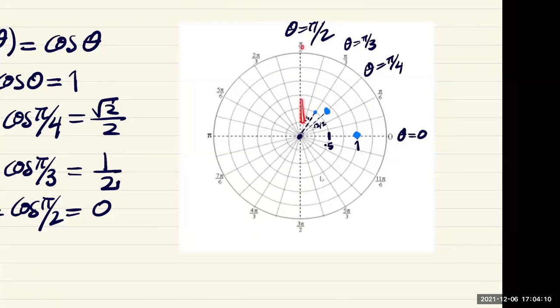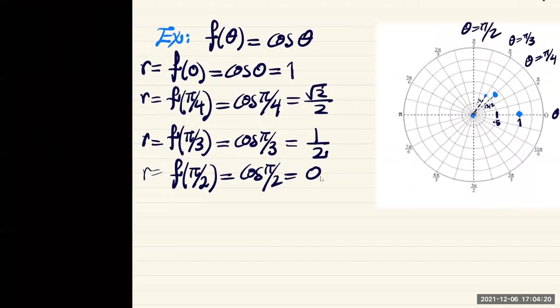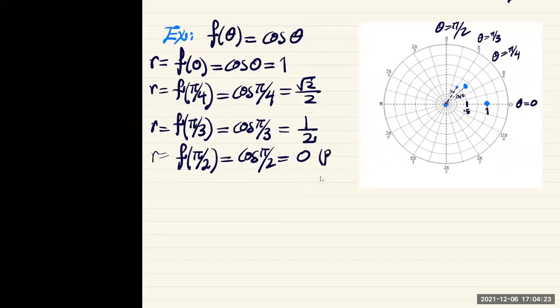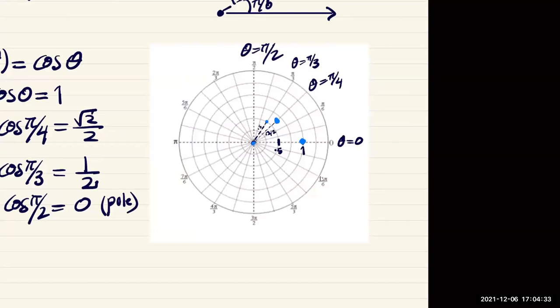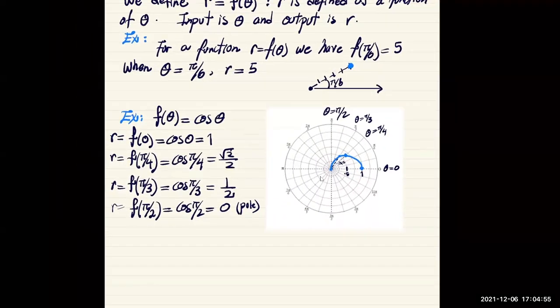Okay, so at pi over 2, we're going to be right on the origin. This is the pole. All right, so these points are going to be on the polar graph. If you pick more points and connect them, it forms a semicircle. Yes, we need more points, of course, to make sure that this is a semicircle, but that's what's happening.